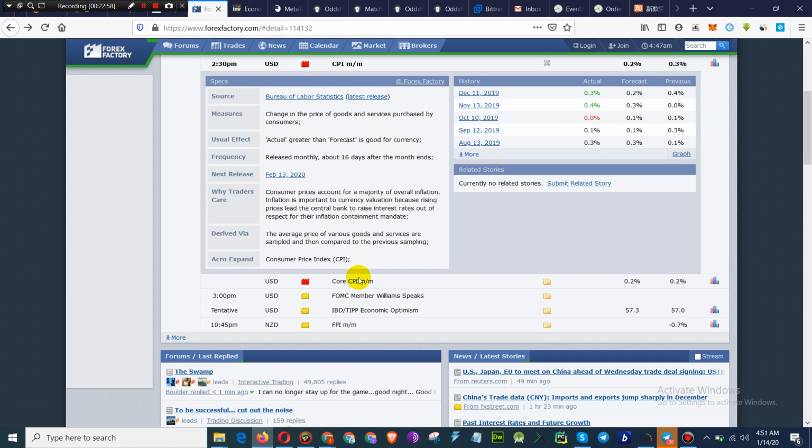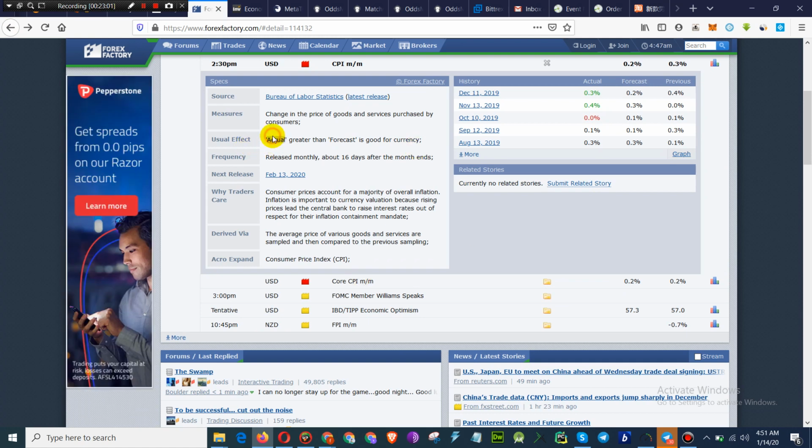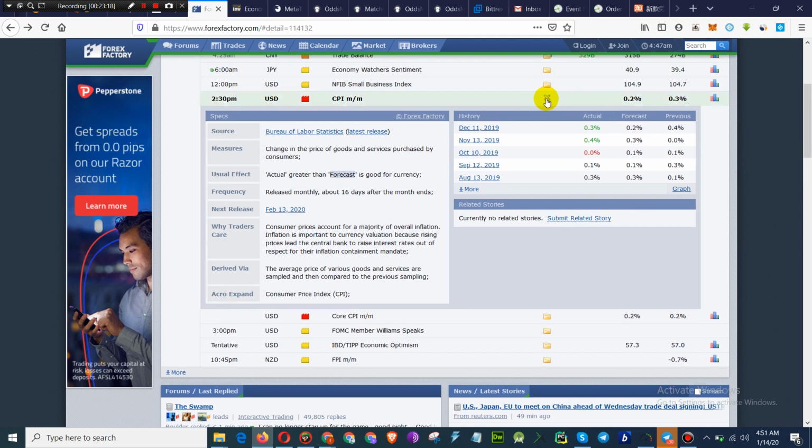All right, where are we? Okay, so now they said actual greater than forecast is good for the currency. That means if actual is greater than forecast, the currency is going to rise. But if actual is not greater than forecast, the currency is going to fall. So we are yet to know the actual. We have known the forecast already, which is 0.2, and previous, which is the previous actual, which is 0.3. So we are expecting the current actual, which will be released by 2:30 p.m. So it will determine if the market will rise or not.